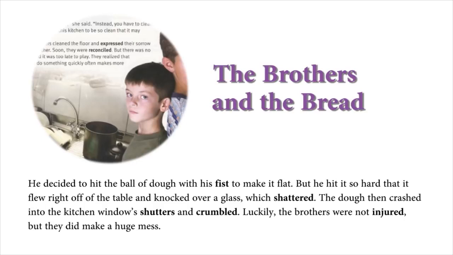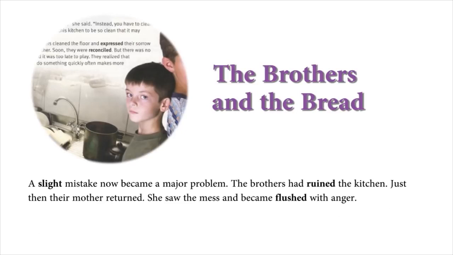But he hit it so hard that it flew right off of the table and knocked over a glass, which shattered. The dough then crashed into the kitchen window shutters and crumbled. Luckily, the brothers were not injured, but they did make a huge mess. A slight mistake now became a major problem. The brothers had ruined the kitchen.